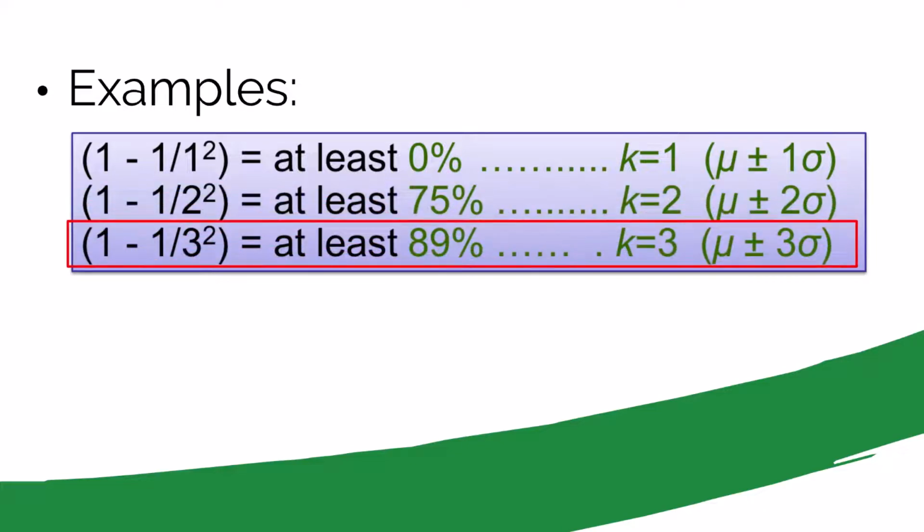At 3 standard deviations, it increases to 89% of our data. It is important to understand that this indicates it is at least this much, but could be more. So this is a general rule of thumb that we could apply to any distribution.